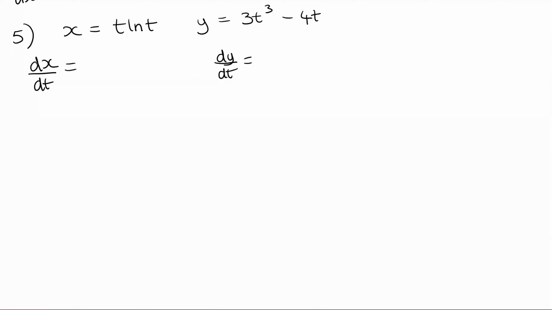So finding dx by dt, just be really careful. We need to use the product rule here because this is t times natural log of t, so a function of t times a function of t. So use the product rule.